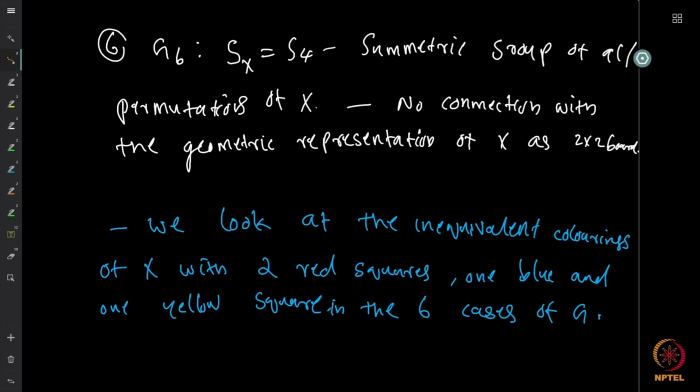Then under all these six groups, we can talk about the inequivalent colorings of X, where we specify our set of colors. Let's say we always use two red colors, like two squares will be colored with red always, and one will be colored with blue, and one will be colored with yellow, for example. So if you specify the number of times each color appears, then we can talk about the action of the group.